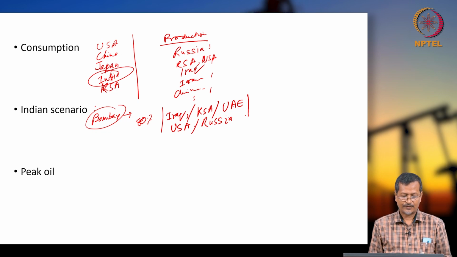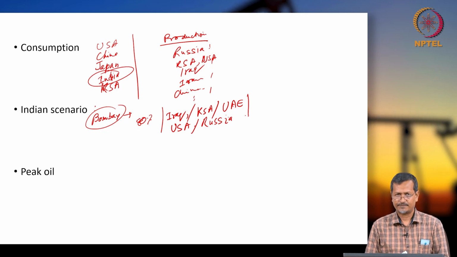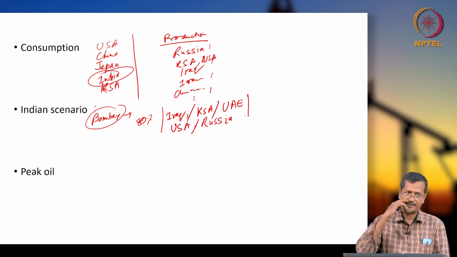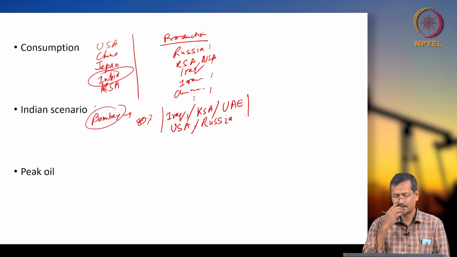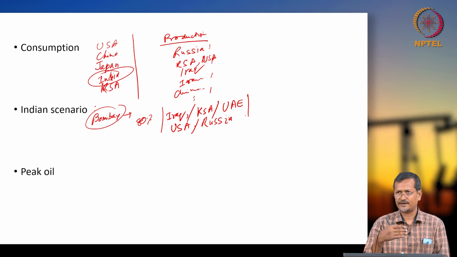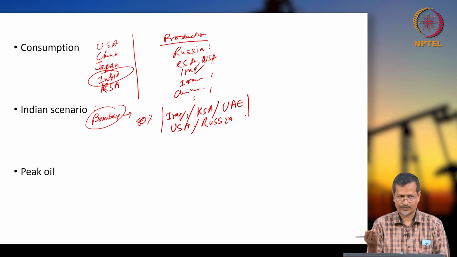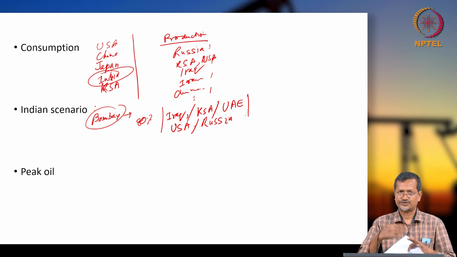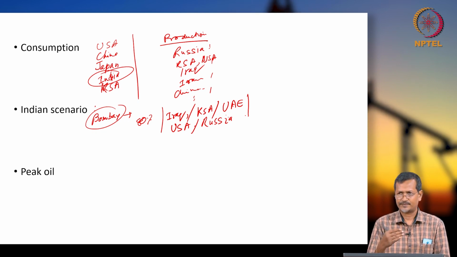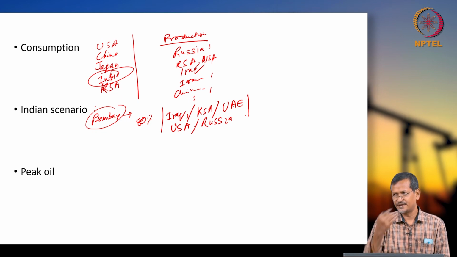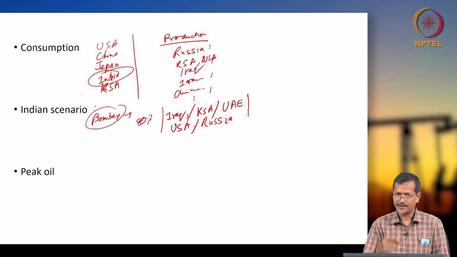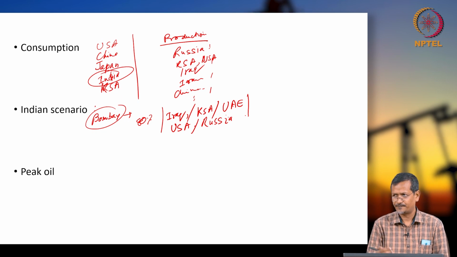Peak oil. Many scientists believe that we have already reached peak oil. Peak is the maximum production we have done. Consumption is higher, but we are not getting new reservoirs or new production every day. So people think that we have reached peak oil and it is gradually declining. Already we reached it, or maybe we are reaching that peak soon.